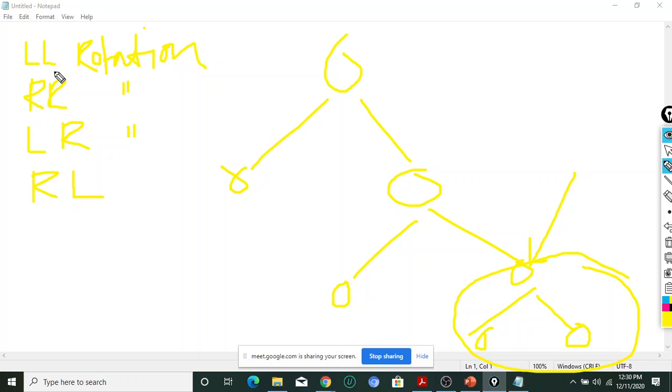What does the L rotation mean? This L stands for left and this L stands for left. So suppose we consider one of the nodes as A.